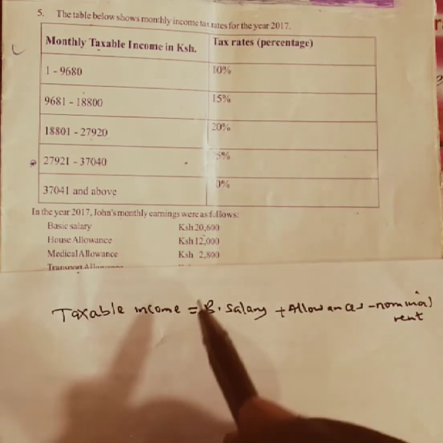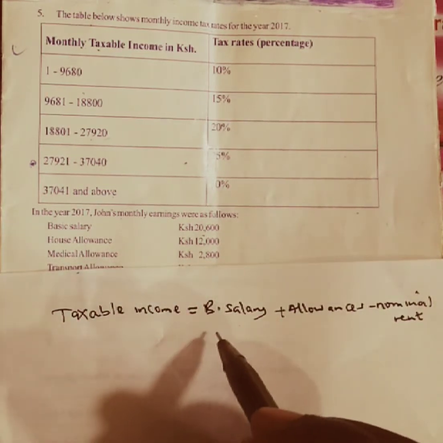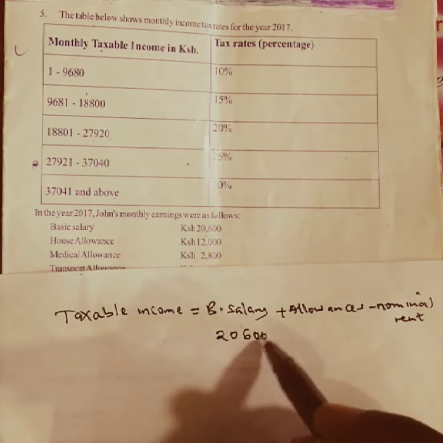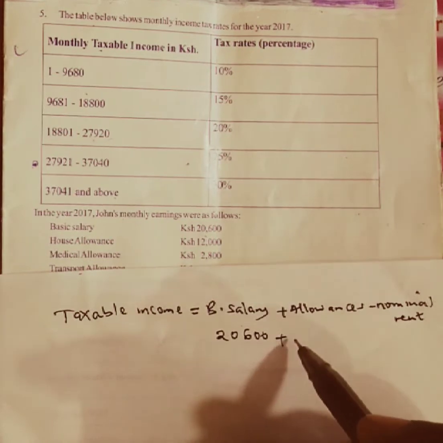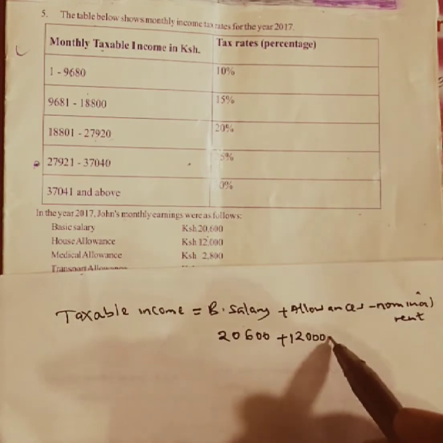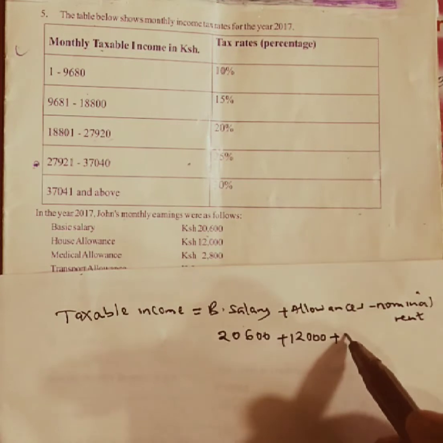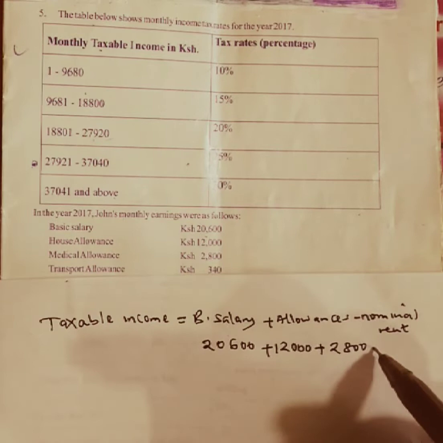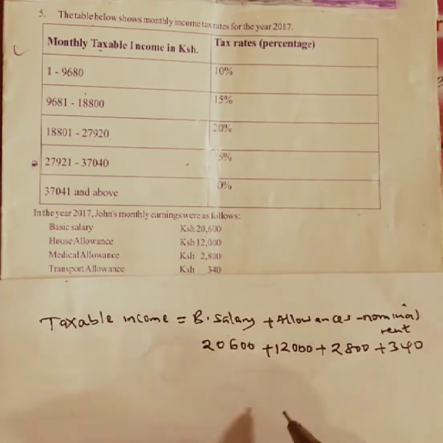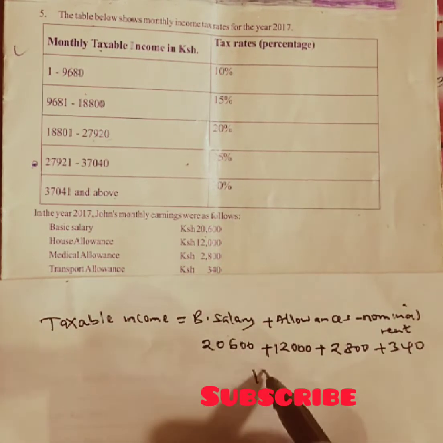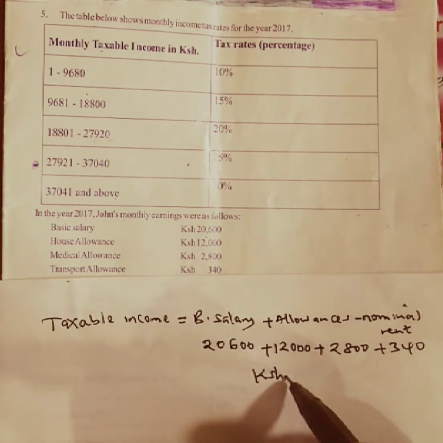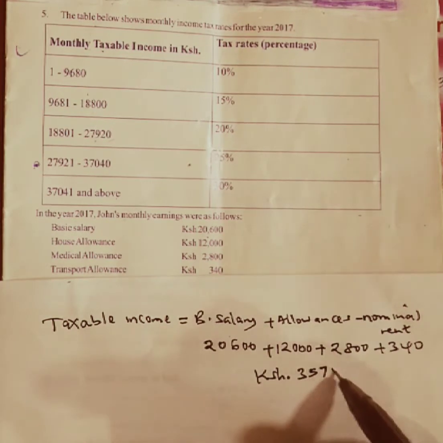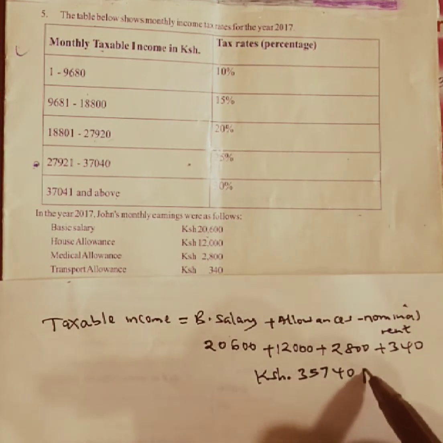So in this case, for us to get the taxable income, we need to take the basic salary, which is 20,600. We add house allowance of 12,000 plus the medical allowance of 2,800. We add 340, which is our transport allowance, and this one is going to give us 35,740 Kenya shillings per month.